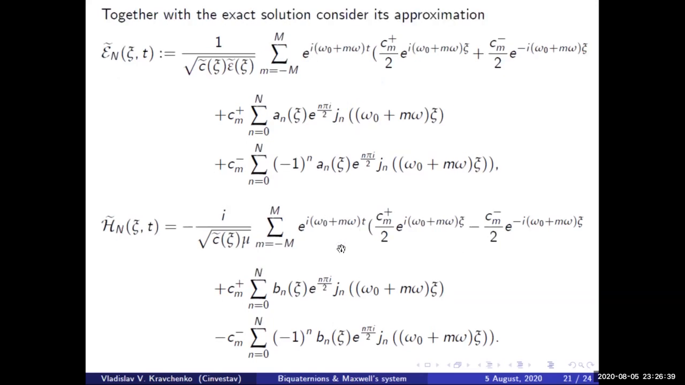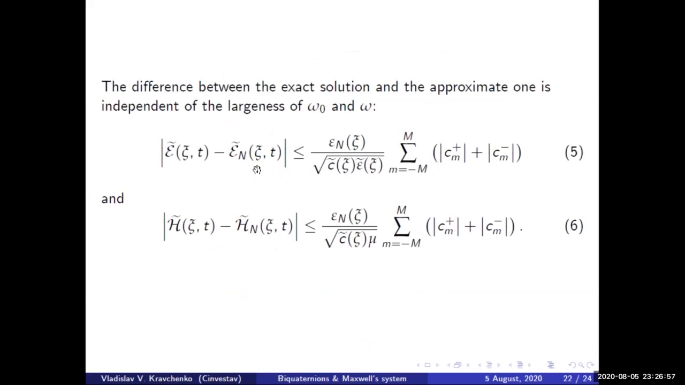Now, for this solution, a very important fact can be proved. If together with the exact solution, we consider its approximation, so we just truncate these sums and consider the approximated solution, then the following estimates can be proved. The difference between the exact field and its approximation admits this estimate. Most importantly, this estimate doesn't depend on the largeness of the frequency. The frequency can be very high or very low, it doesn't matter. The accuracy of the method is not affected by the frequency.